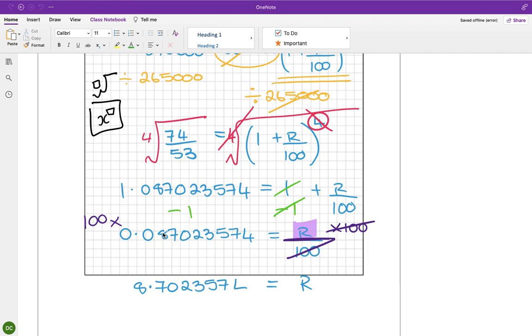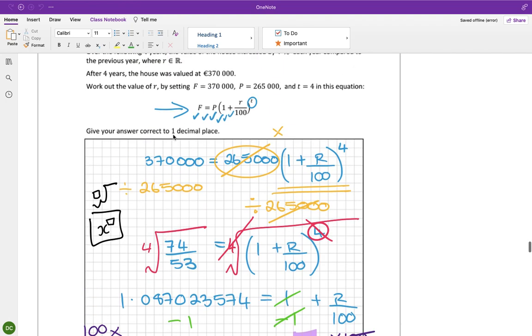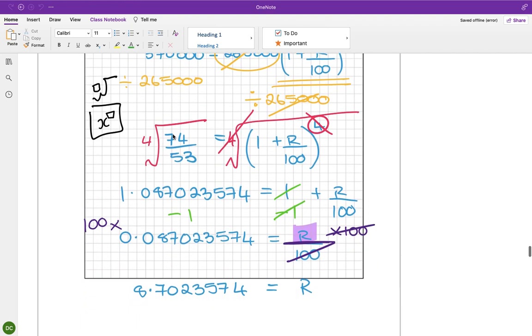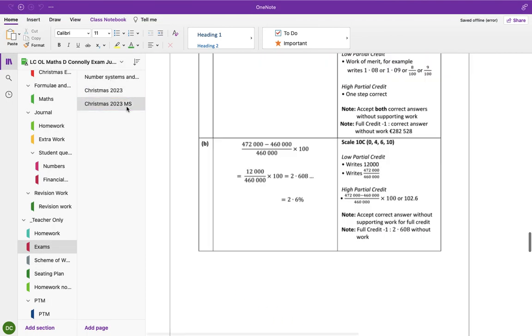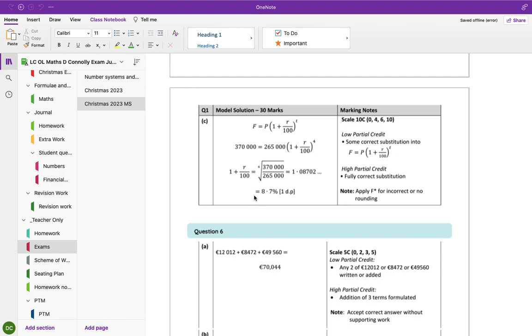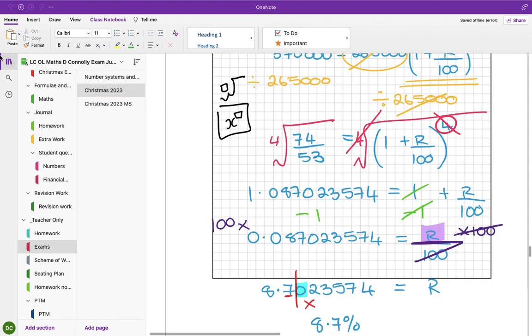8.7023574. And then if you go back to the question, it says 1 decimal place. So 1 decimal place is here and stop. We will look at the next number. Is it big enough? It is not, because it's only a 0. So that is 8.7%. The final answer. Yep, 8.7%, 10 marks.